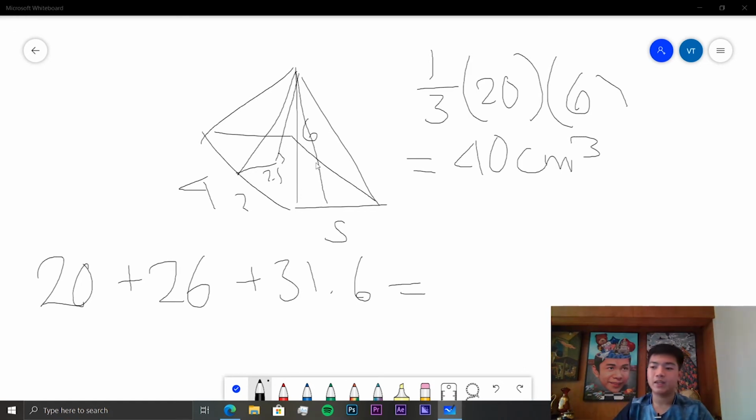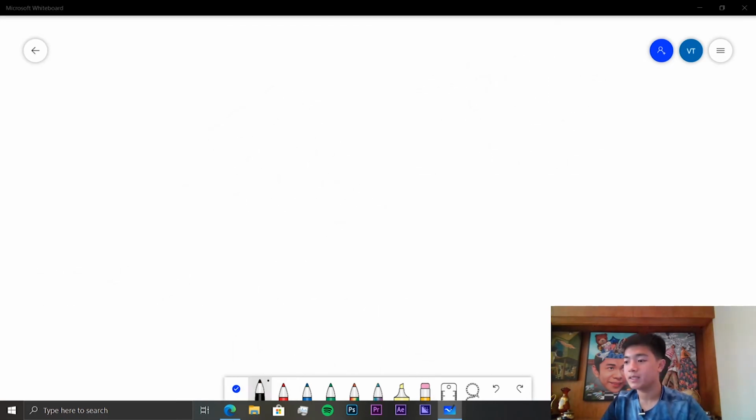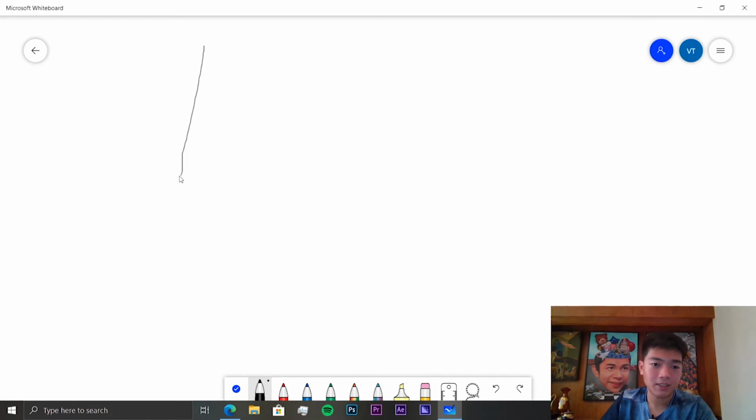Okay, so the book has made an error. I don't know how, but the correct answer is 77.6 or somewhere around that. I don't know how the book is off. This book actually has too many errors. Anyways, on to the next one.